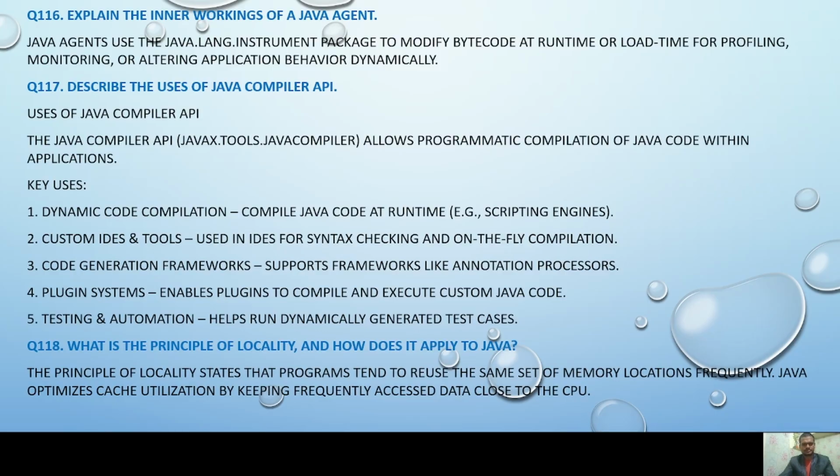Next question. What is the principle of locality and how does it apply to Java? The principle of locality states that programs tend to reuse the same set of memory locations frequently. Java optimizes cache utilization by keeping frequently accessed data close to the CPU.